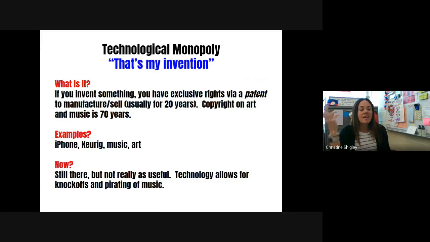All right, a technological monopoly is the third kind, and the tagline here is, that's my invention, right? So a technological monopoly is if you invent something, you have to apply for and get a patent for it. And if you have a patent, you have exclusive rights to manufacture or sell that product for 20 years. Or if it's a creative thing, like a book or a song or a show or some other art, you have a copyright on it. But that's usually for 70 years. And then after that, people can just buy your catalogs from you if you don't buy them yourself.